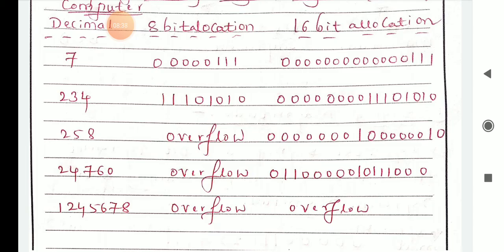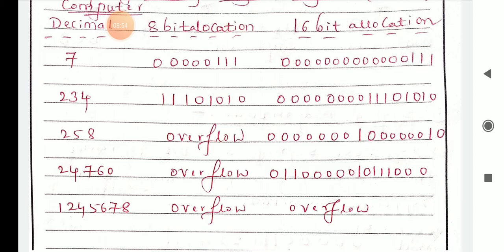So first, 7 is the decimal number. You know how to represent it in 8 bit location, and in 16 bit location these are the values. For 234, you first convert to 8 bit location, then you convert to 16 bit location. So these are the answers. Divided by 2, you will get these answers.